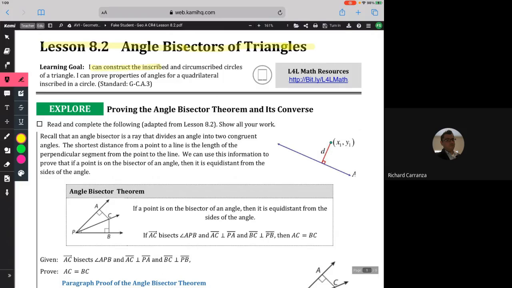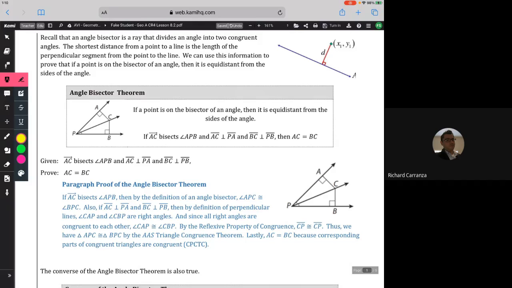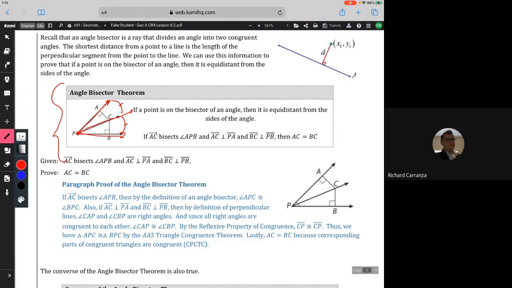So I can construct an inscribed and circumscribed circles of a triangle. I can prove properties of angles for quadrilaterals inscribed in a circle. So the basics of this theorem, they are cutting just like the theorem says. You have an angle and they're putting a line right in the middle of that angle where it's going to cut it in half. So then this small angle is going to be the same thing as the other smaller angle. The whole theorem states that if you have a point C and you create perpendicular bisectors on either side, these two are going to be the same length, which is what this is. AC is going to be equal to BC.